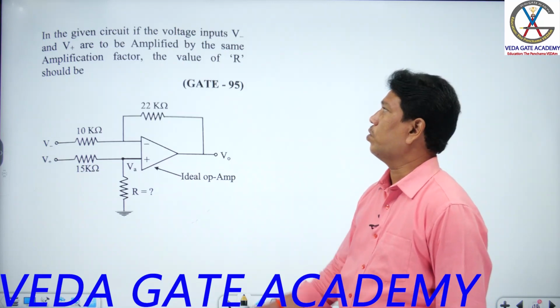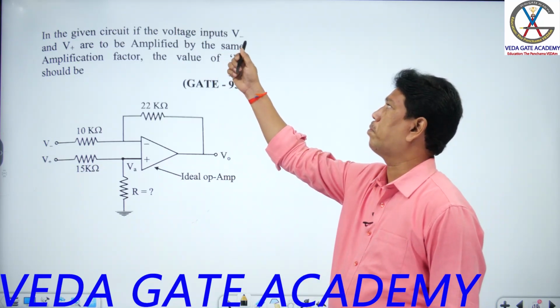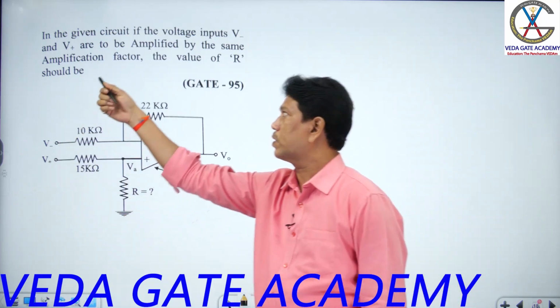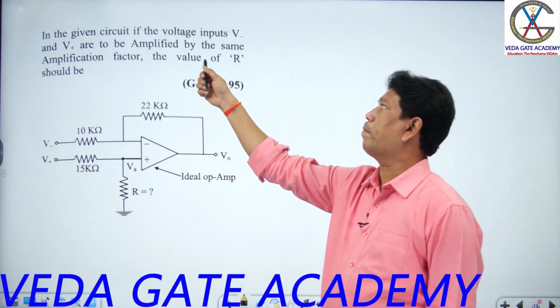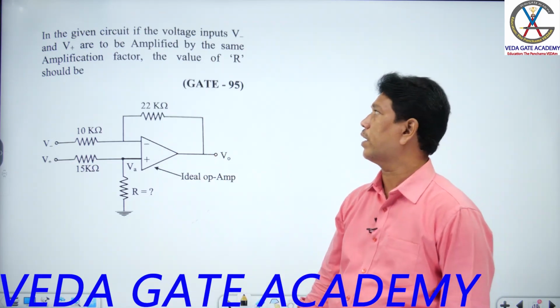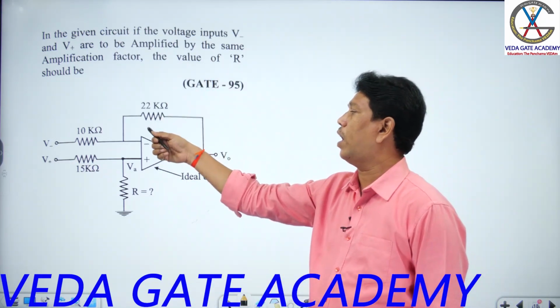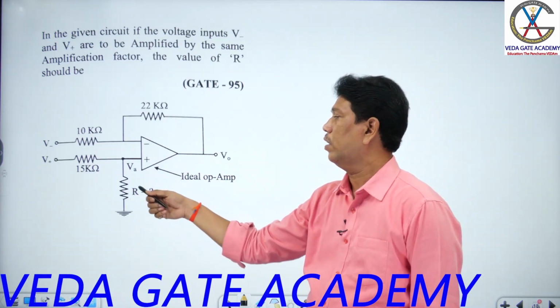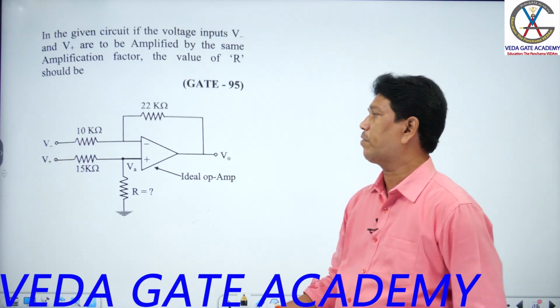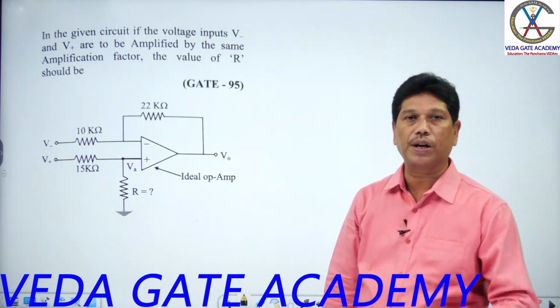In the given circuit, if the voltage inputs V minus and V plus are to be amplified by the same amplification factor, then what should be the value of R? The op amp should be ideal. So if both are amplified by the same amplification factor, what is the value he is asking, students.